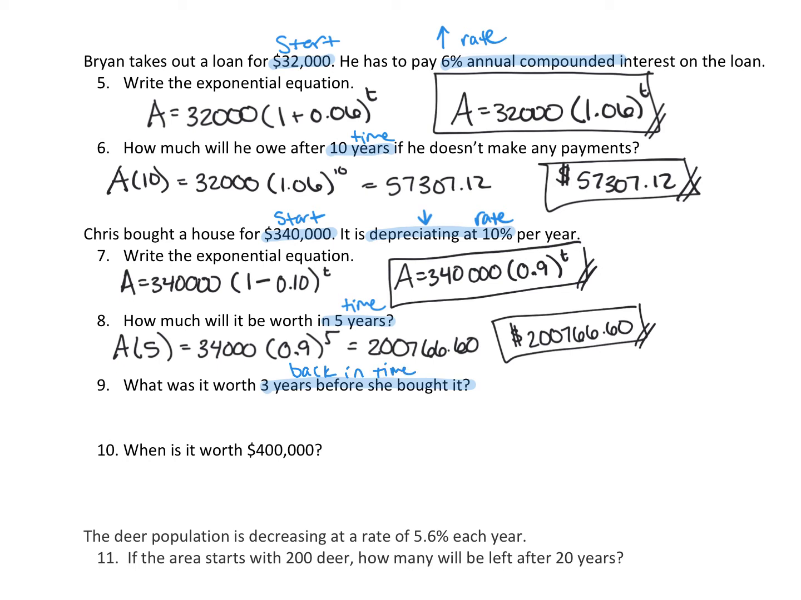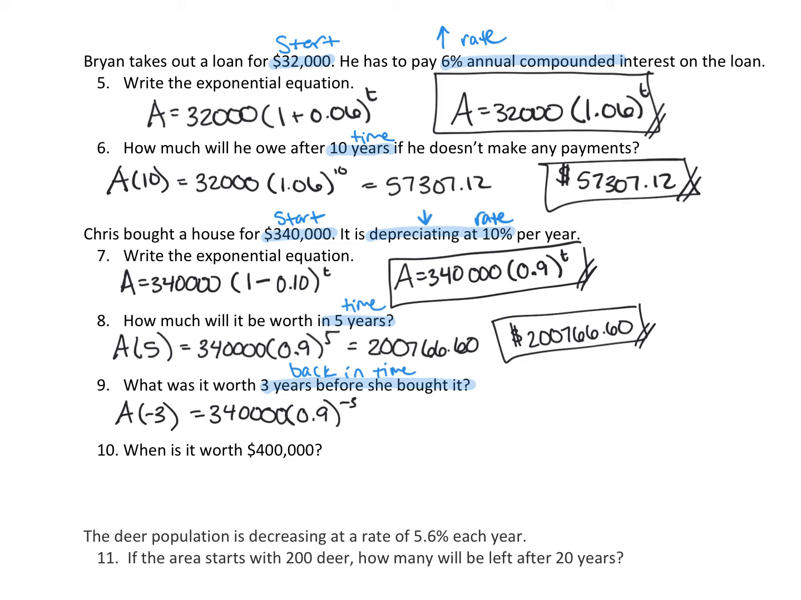So if we're going back in time, we're going in the negative direction. So I'm going to find A of -3. So we're going backwards, and that's going to be 340,000 times 0.9 to the power of negative 3. Now, since it's depreciating going forwards in time, backwards in time means it's going to be gaining more value. Oh, I'm also missing a 0 in both of these problems. There we go.